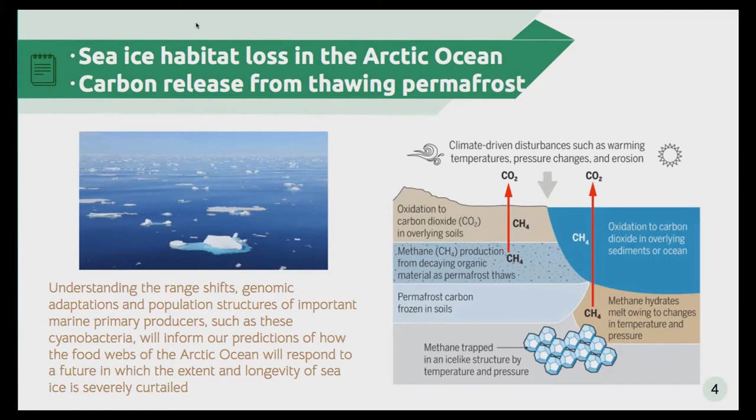Next, we have carbon release from thawing permafrost. Nearly half of global soil organic carbon is found in Arctic soils. Most of this carbon is stored within permanently frozen ground, including permafrost. Permafrost is soil that remains frozen for two or more consecutive years. However, with warming temperatures across Arctic lands, this accumulated stock of legacy carbon from past climates does not represent a permanent sink of carbon.